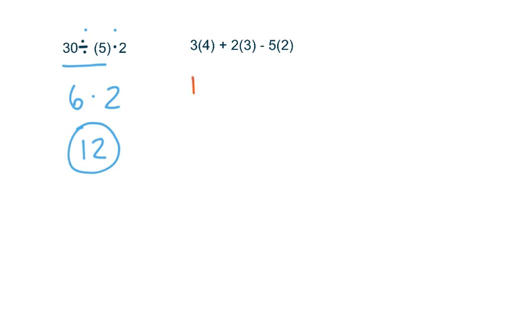3 times 4 is 12. 2 times 3 is 6. And 5 times 2 is 10. So I've got 12 plus 6 minus 10. Addition and subtraction are equals on the hierarchy, so I'm going to do those from left to right. So I'm going to do the 12 plus 6. And then finally I'm going to do the 18 minus 10 to wind up with my answer.